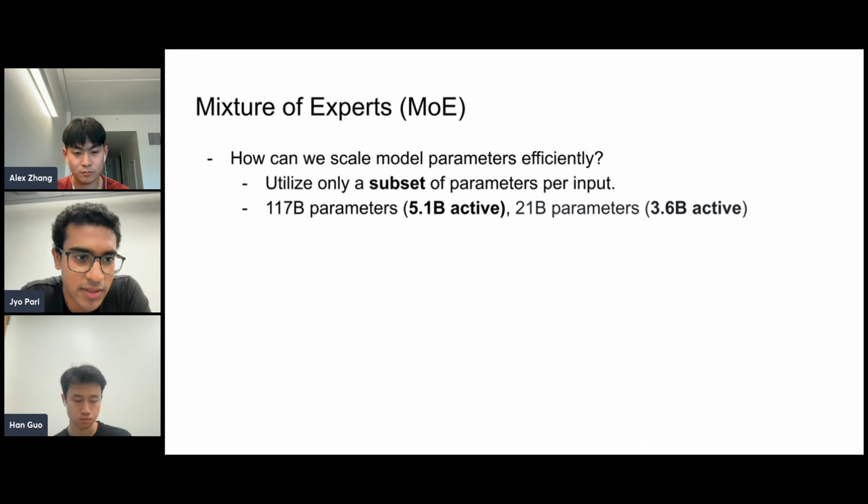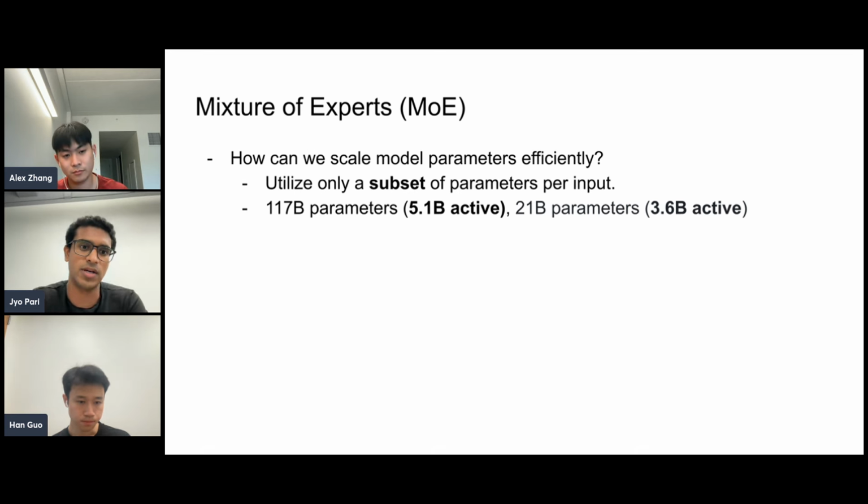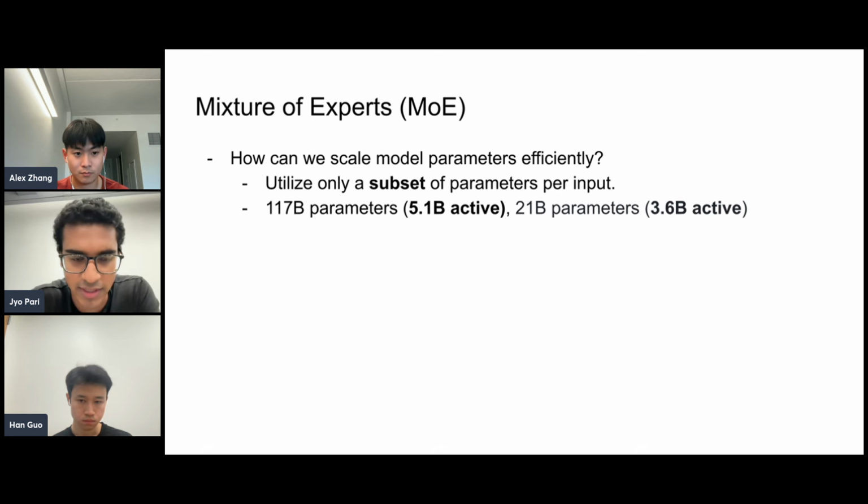So as you know, in the GPT-OSS model, there are two versions, the bigger one and the smaller one. In the bigger one, that's around 120 billion parameters, only 5 billion are active. And similarly, in the small one, only 3 billion parameters are active.